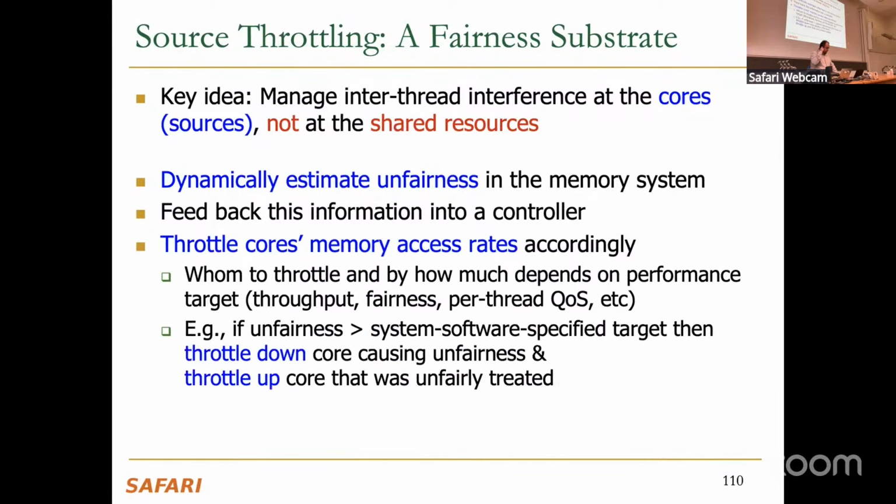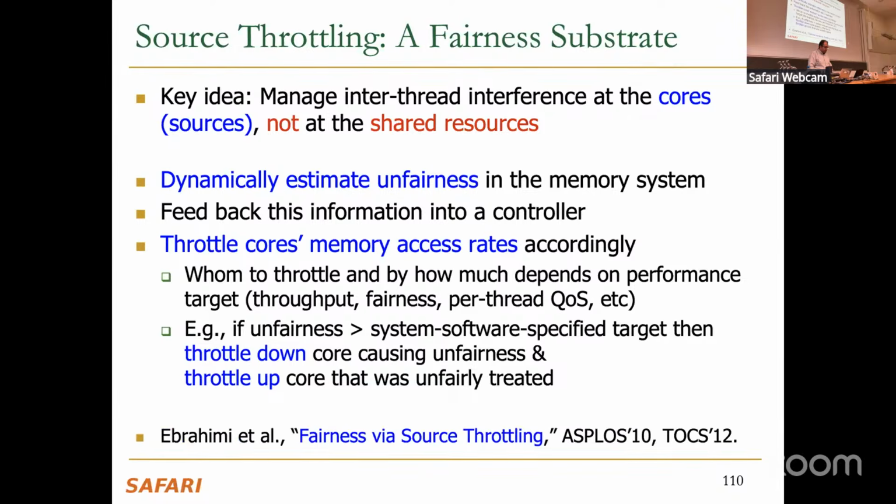So one example would be if unfairness is greater than the system software specified target, then we can throttle down the core causing unfairness and throttle up the core that was unfairly treated. So the core that was unfairly treated, we will throttle up, meaning that core is going to get faster accesses essentially.